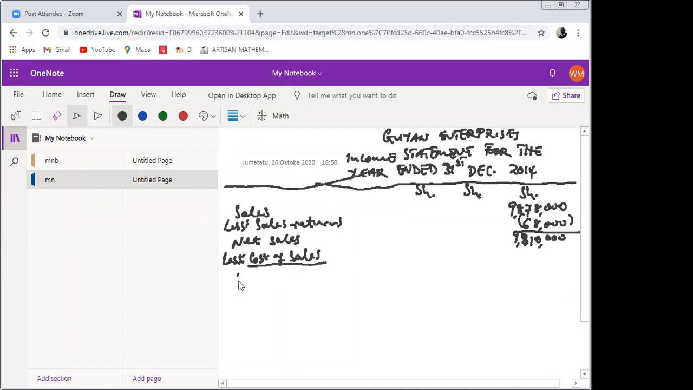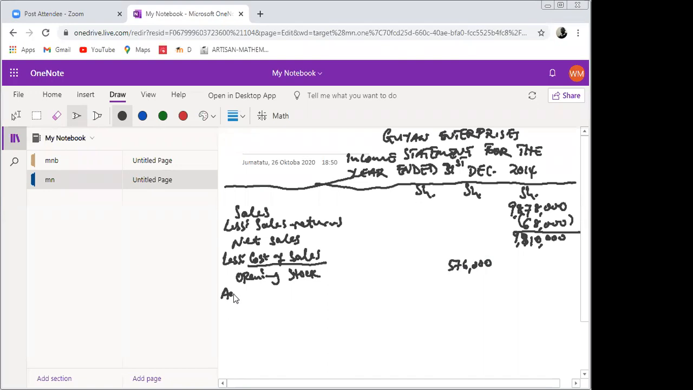Then you come here and you record opening stock. How much is the opening stock? Opening stock, you will always find it inside the trial balance. You are given inventory 1st January 2014. That is the opening stock, 576,000. You put it in the middle column.